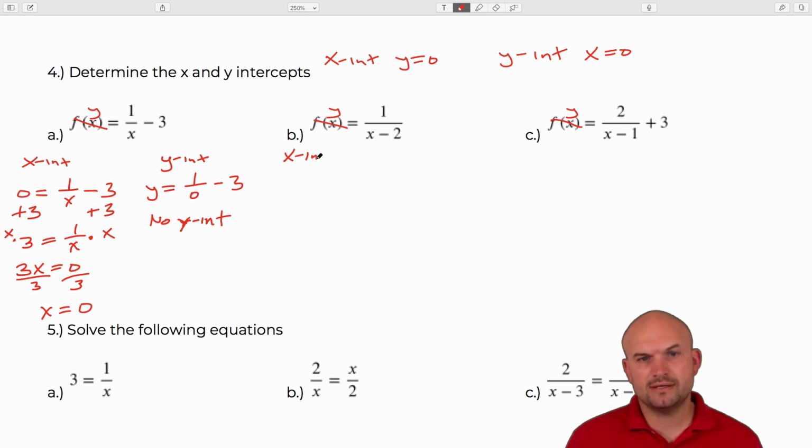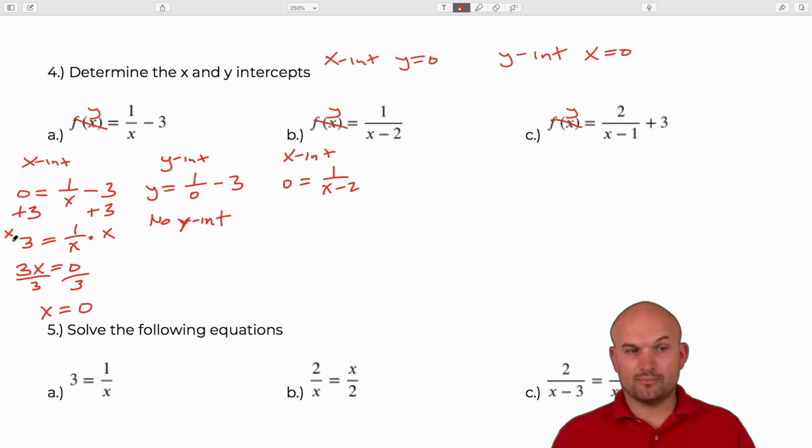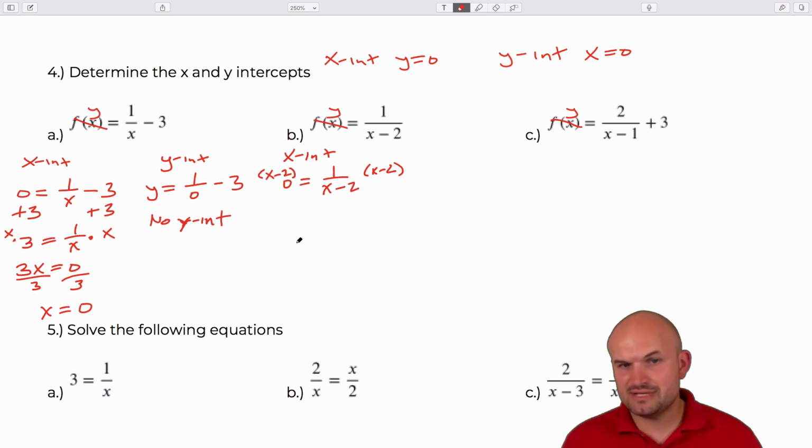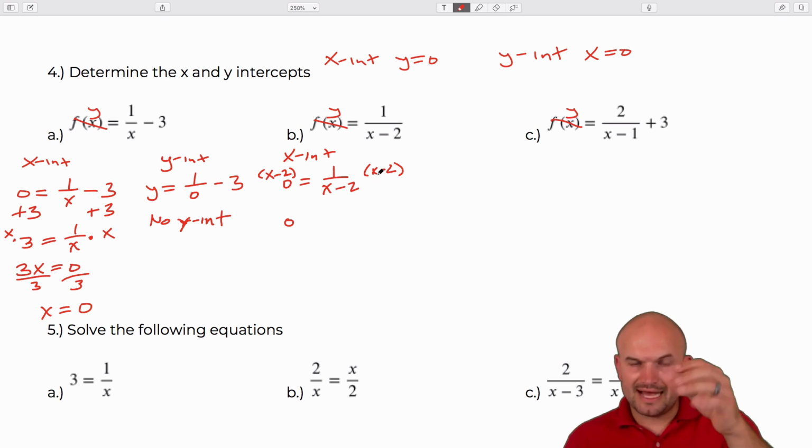All right, so let's go do another one here. For this one, x-intercept, we're going to put 0 equals 1 over x minus 2. Now here, my quantity is x minus 2. Previously, when my quantity was x, I multiplied by x on both sides. Well, now I'm going to need to multiply by an x minus 2 on both sides. Again, x minus 2 times 0 is just going to give you 0. X minus 2 divided by x minus 2 is just going to give you 1.